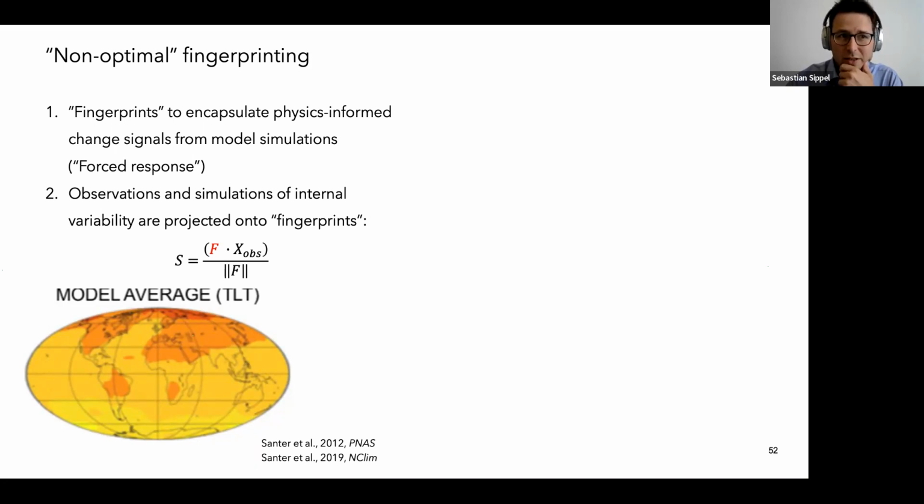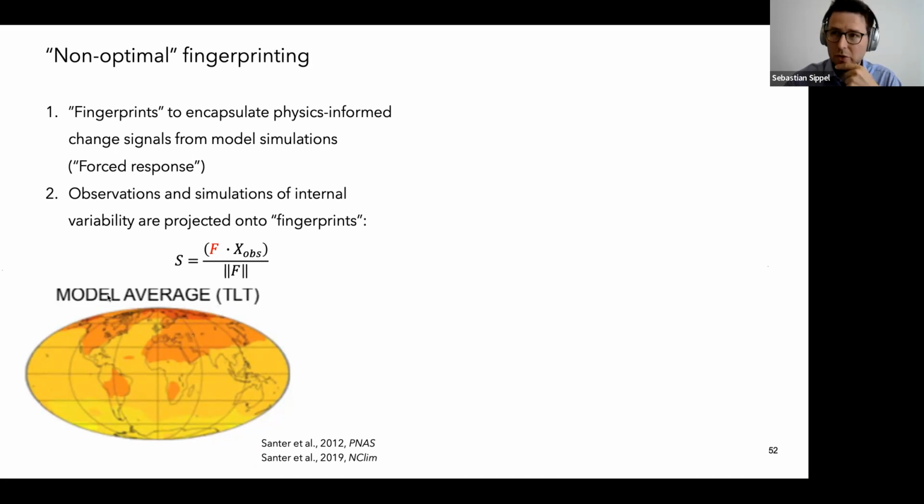Anyway, so the idea of this fingerprinting algorithm is that these fingerprints are sought to encapsulate, in a physics-informed way, the change signals from model simulations. So in a sense, they are sought to encapsulate the forced response. And that's the first step, that we have to define a fingerprint.